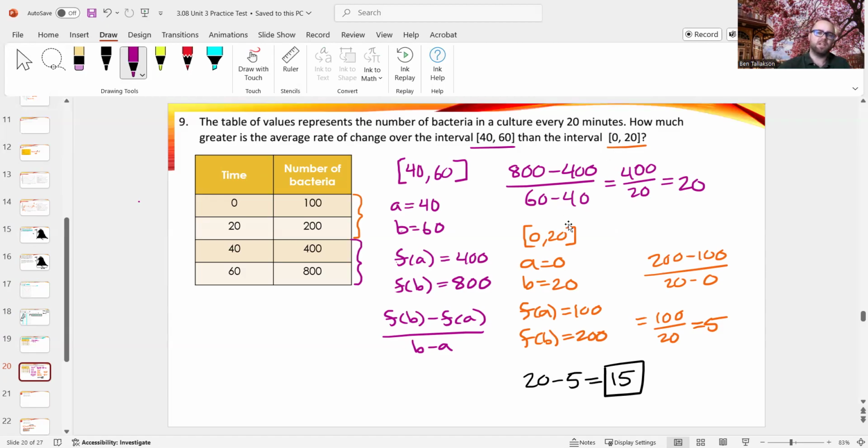And we're going to do the same exact thing with the interval 0-20. Here's our information there. Identify A and B, f of A and B, plug them in, subtract, divide, and our main question again is how much greater is the average rate of change from the first interval to the next? And this had an average rate of change of 20. This is 5. Well, the difference between 20 and 5 is 15. So 15 greater.